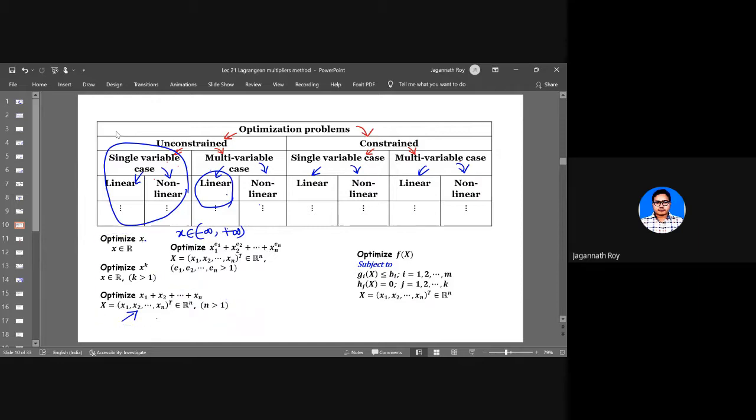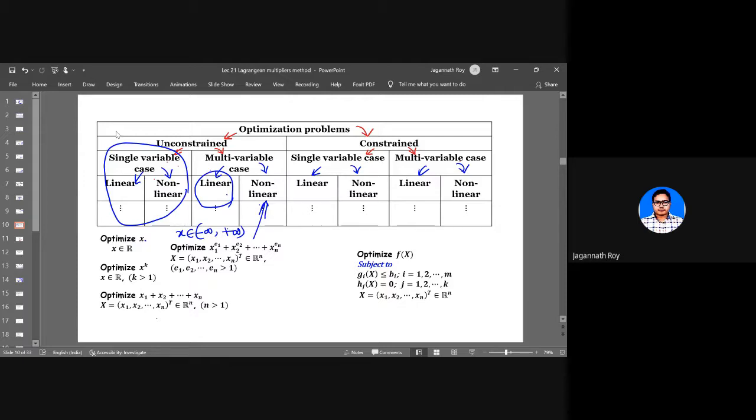Okay, the difficulty comes whenever we have the unconstrained and non-linear case, and we have seen that there are several search techniques: the line search technique, then the feasible region technique, then Newton's method, then the gradient descent approach, the conjugate gradient descent approach. All those things we have seen here.